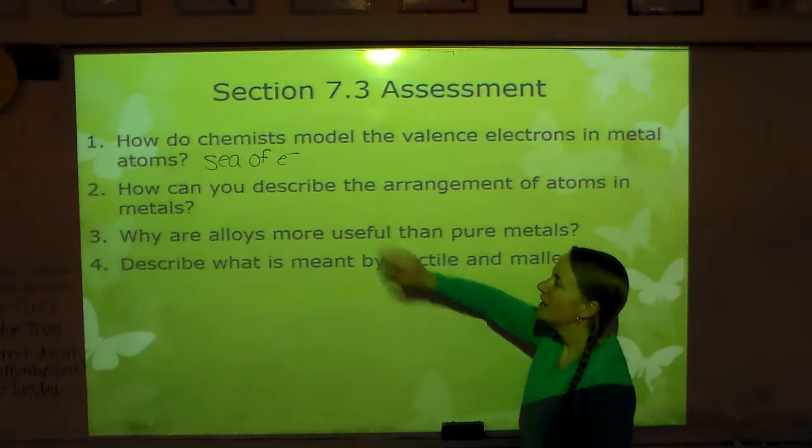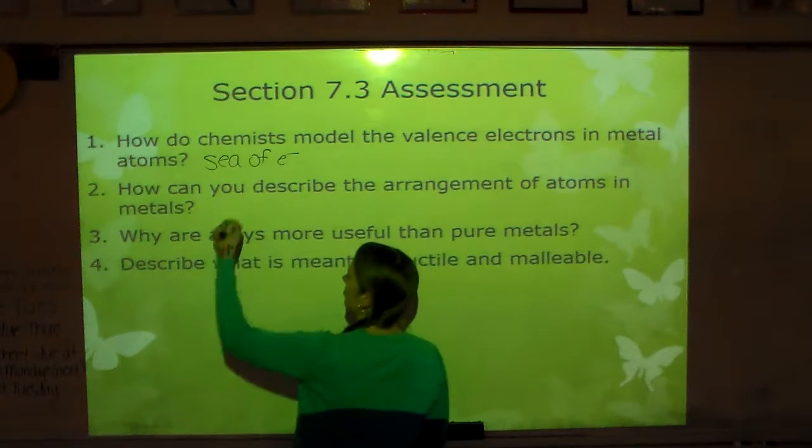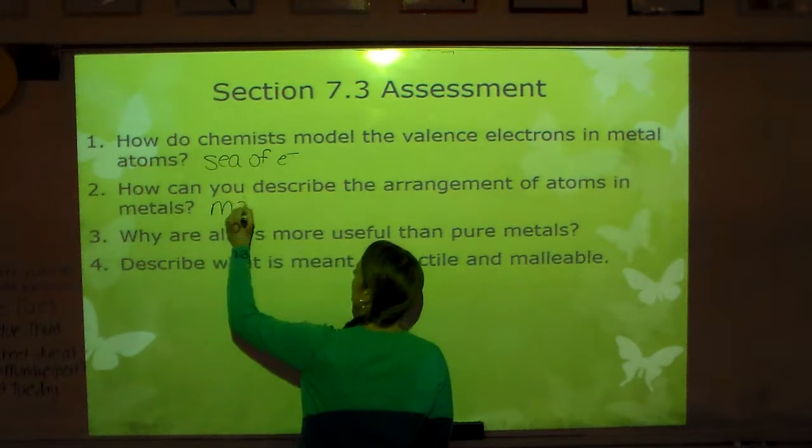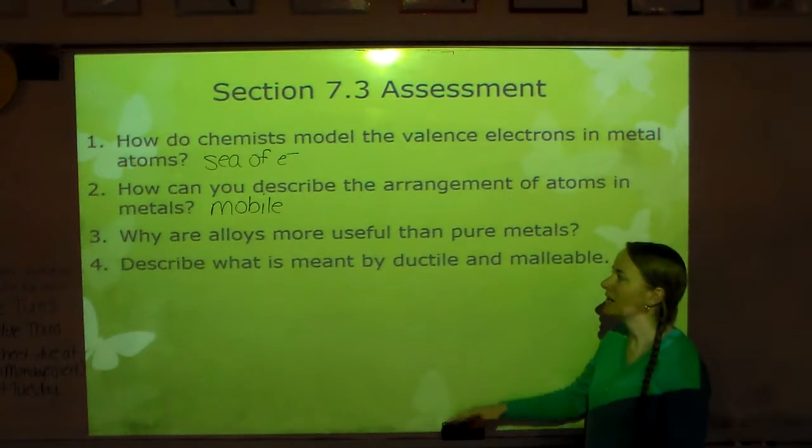All right, so anyway, number 2, how do you describe the arrangement of atoms in metals? Well, of course, remember we said it's the sea of electrons. They can flow because they are mobile. They can move around.